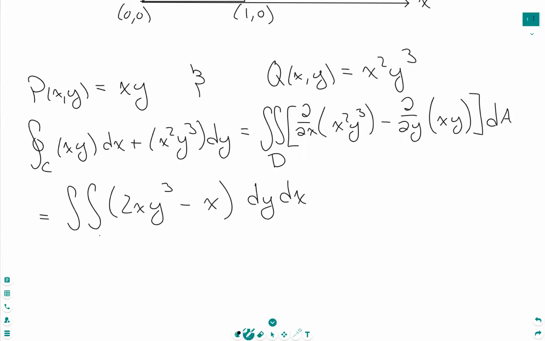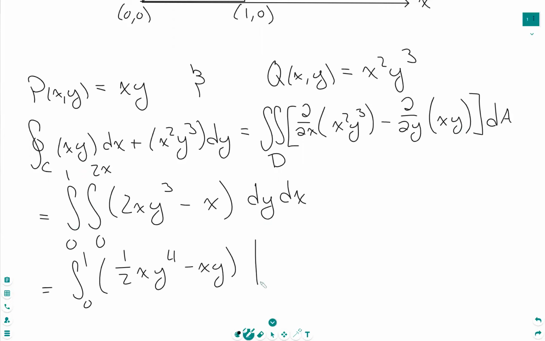That means we go from 0 to 2x for y and 0 to 1 for x. So all I need to do is this area integral. This is the integral from 0 to 1 of 1/2 x y to the 4th minus x times y, evaluated at y equals 0 and y equals 2x, dx.